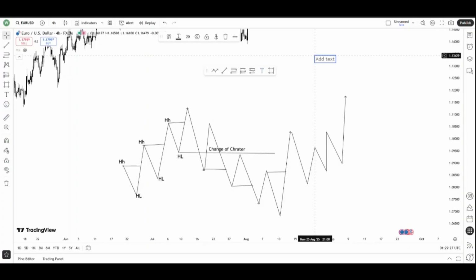So this is actually basic market structure.